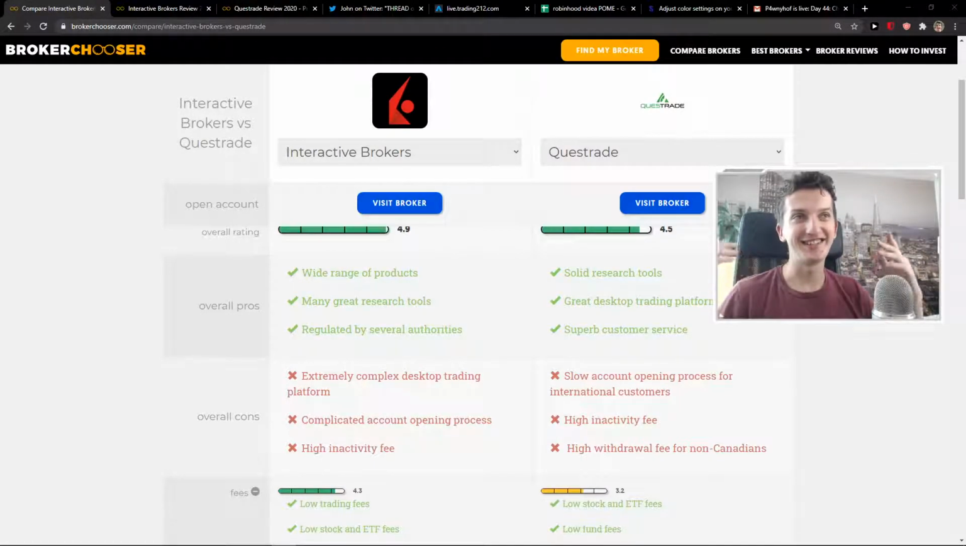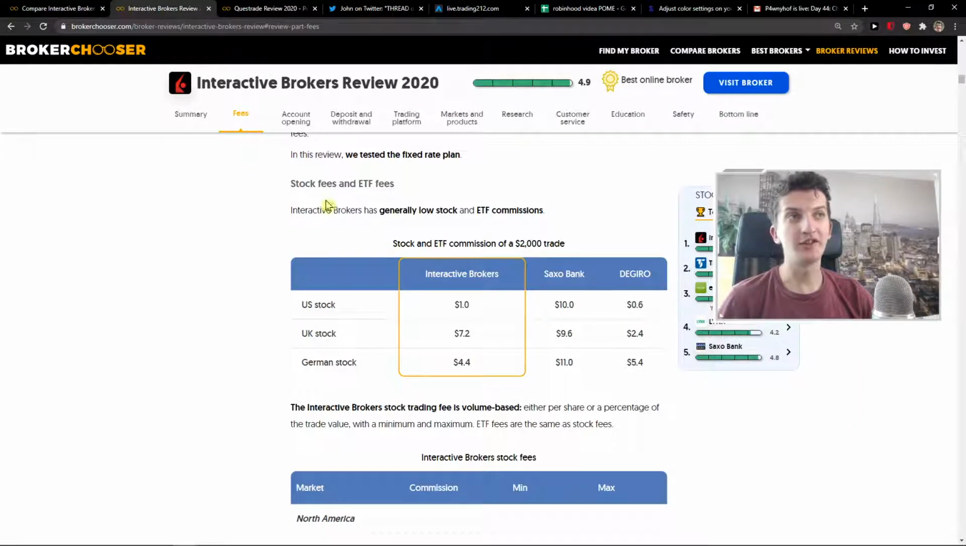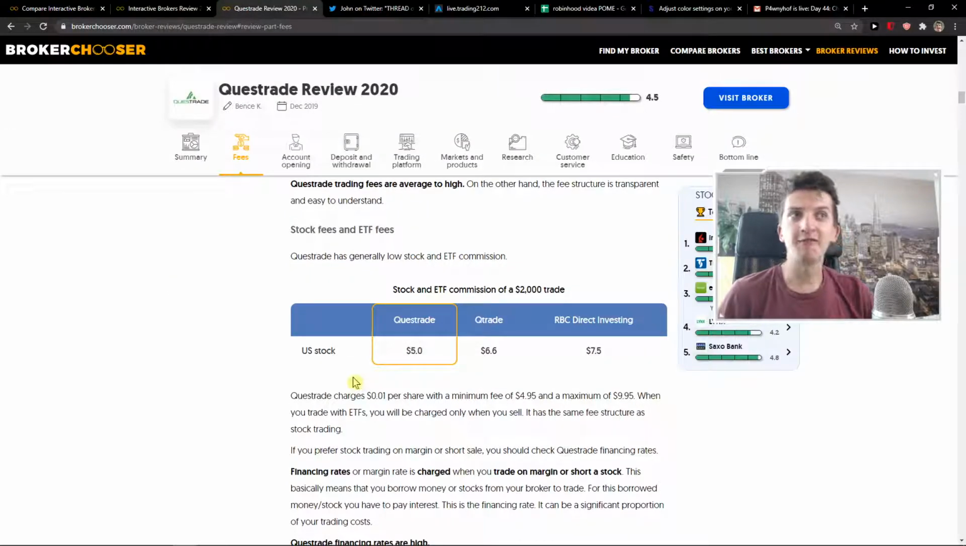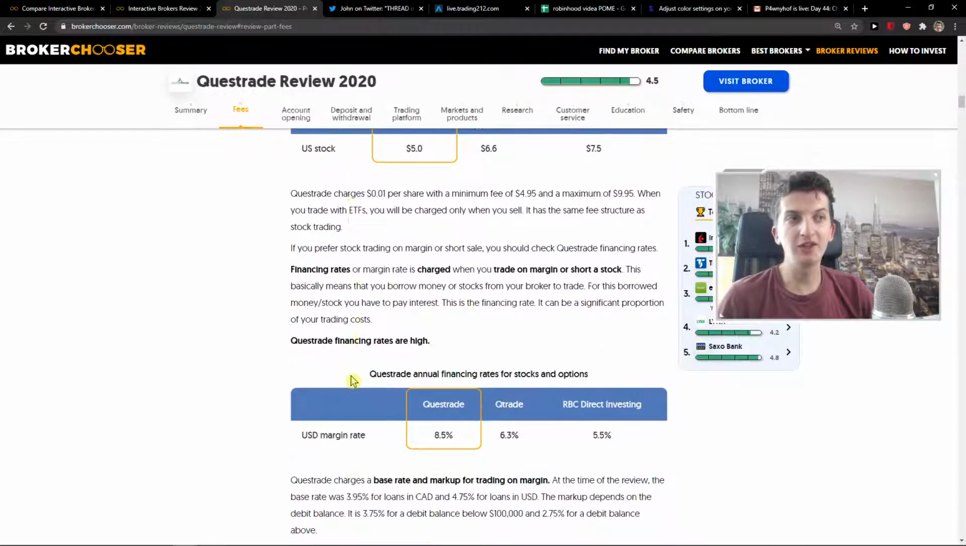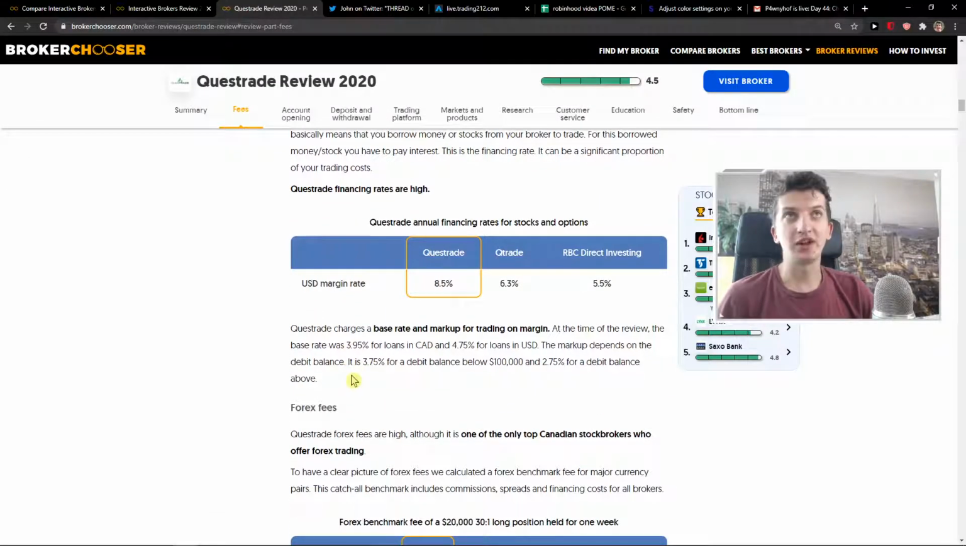So let's start. Fees. Interactive Brokers is completely dominating QUESTRADE. When I show you the fees, for example, the stock and ETF commission on a $2,000 trade on Interactive Brokers is only $1, but QUESTRADE has a $5 stock and ETF commission. And that's huge. Also, the options are much cheaper on Interactive Brokers compared to QUESTRADE.